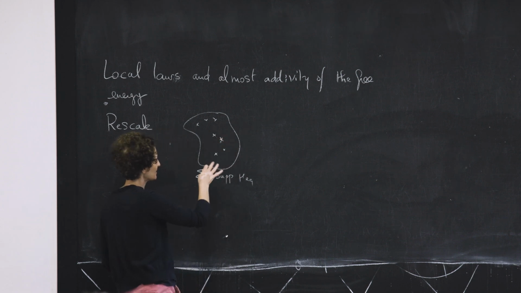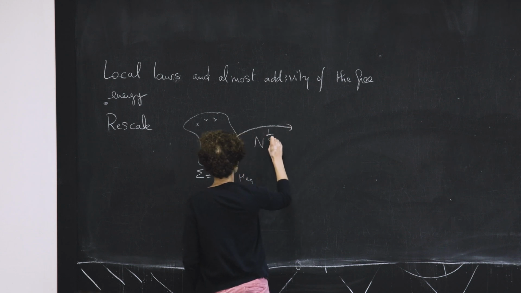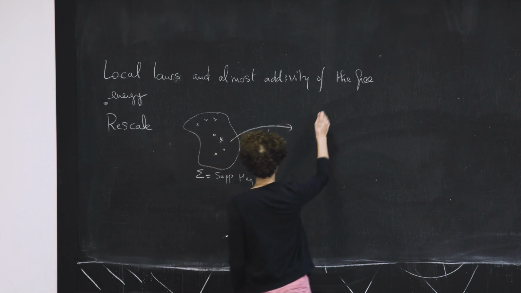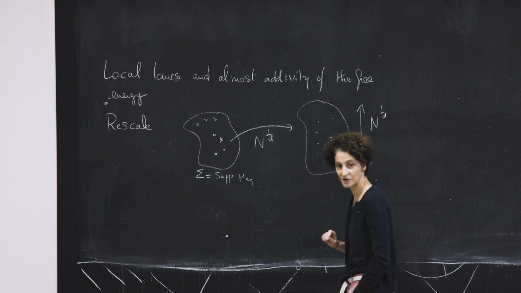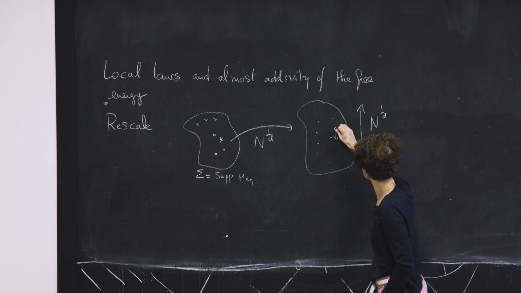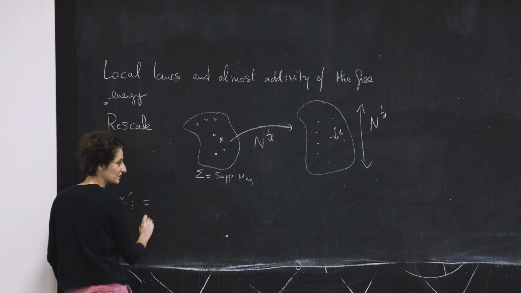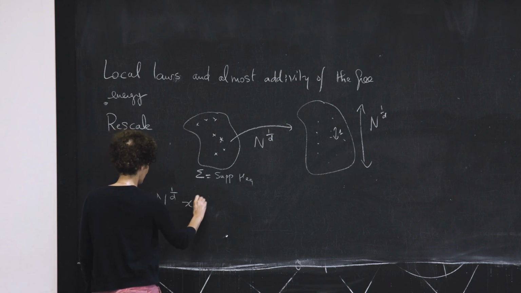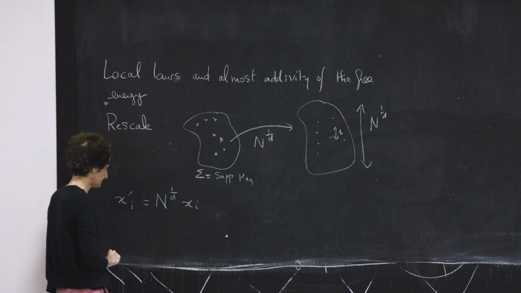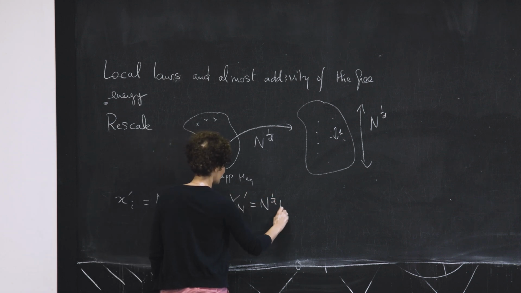And the typical distance between points would be n to the minus 1 over d. So I want to multiply everything by n to the 1 over d, and then find myself with a system which is very large, but now the points are well separated. To do that, we're going to put primes on everything for a minute. So the points are going to be xi prime equals n to the 1 over d times xi. The whole configuration is also zoomed.